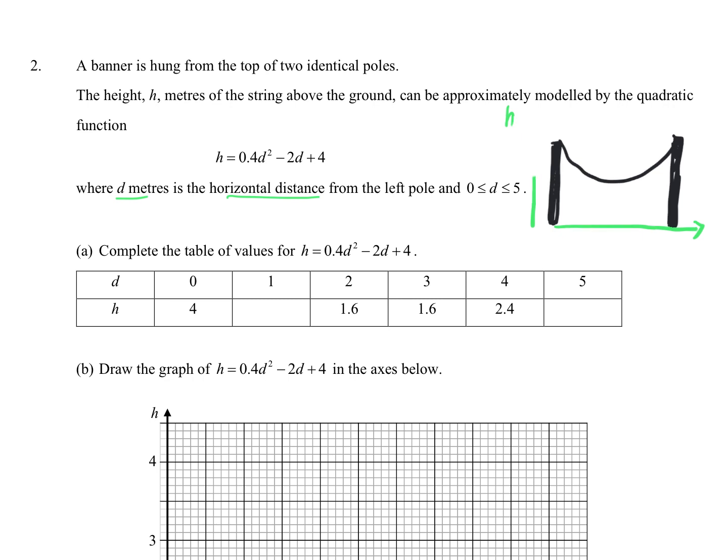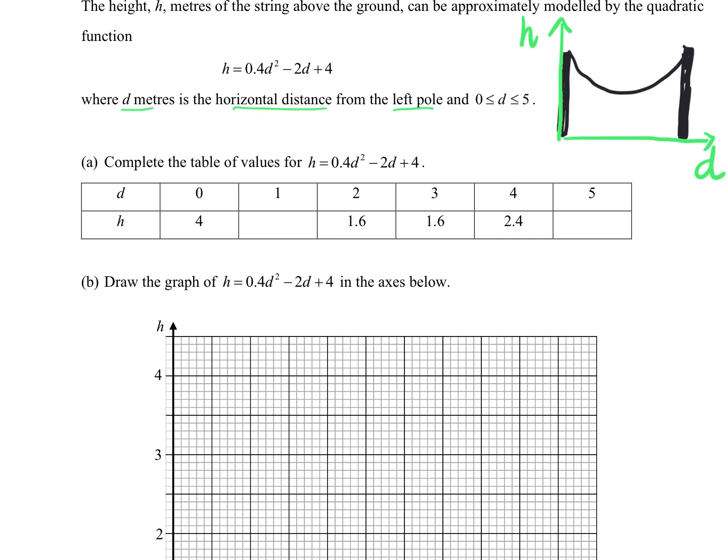So in this case, give me a minute. I will draw my x-axis and y-axis directly at the pole, because they want it from the left pole, right? Start from the left pole. So this is my h-axis. This is my d, the distance away from the left pole. And they want to find it from 0 to 5. So now let's do our question. Part A, complete the table of values.